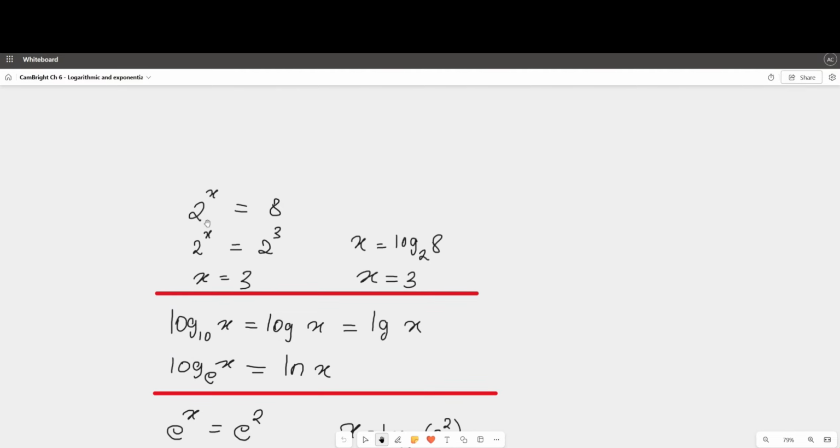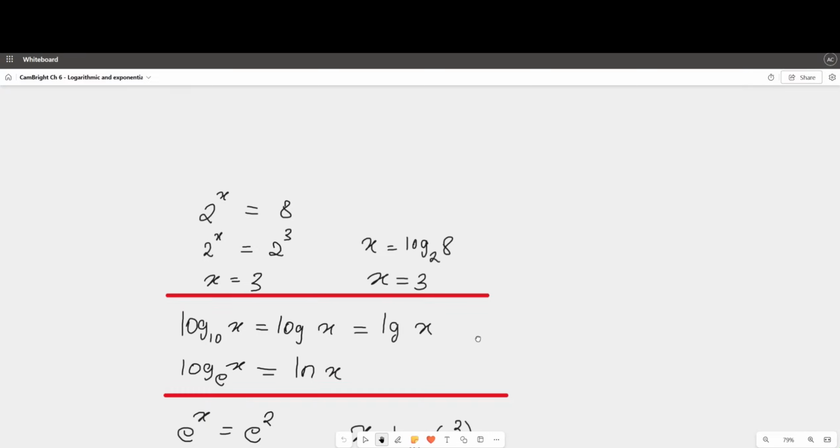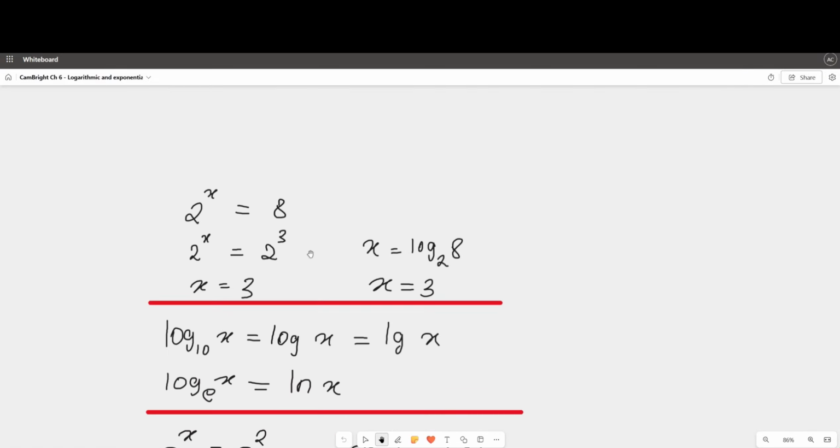In this video we will be covering chapter 6, logarithmic and exponential functions. So let's get started. Before we go into the chapter, let's understand what a logarithm is.